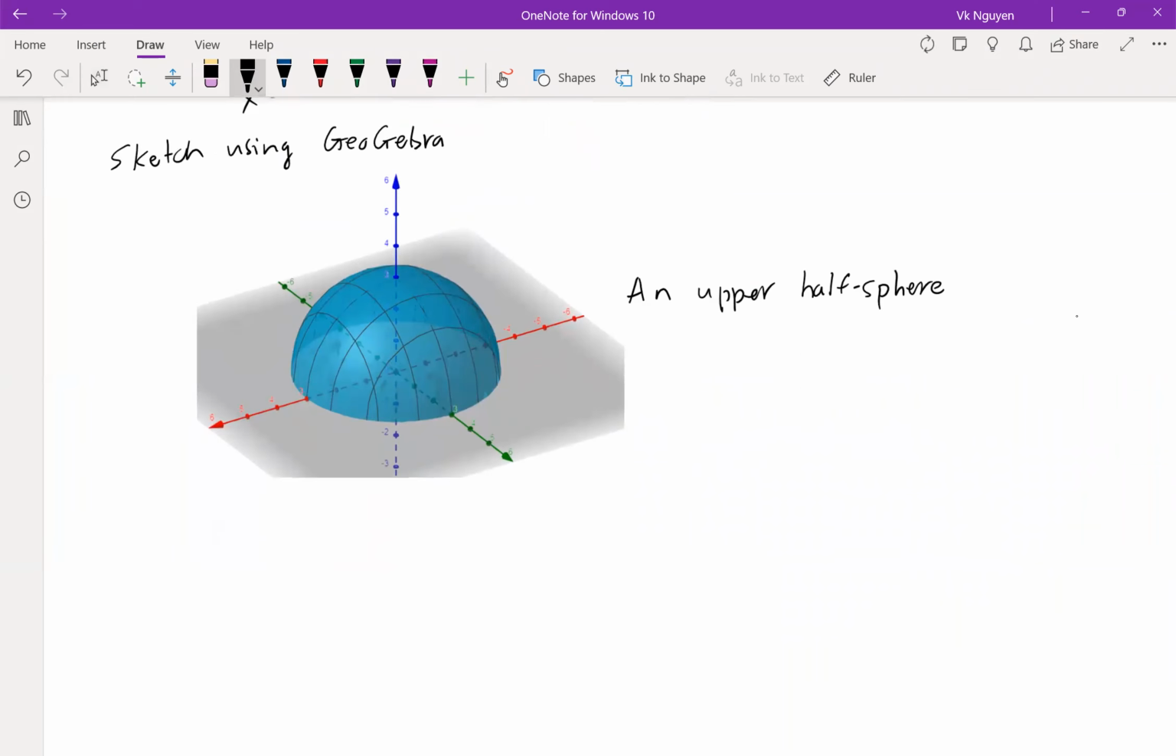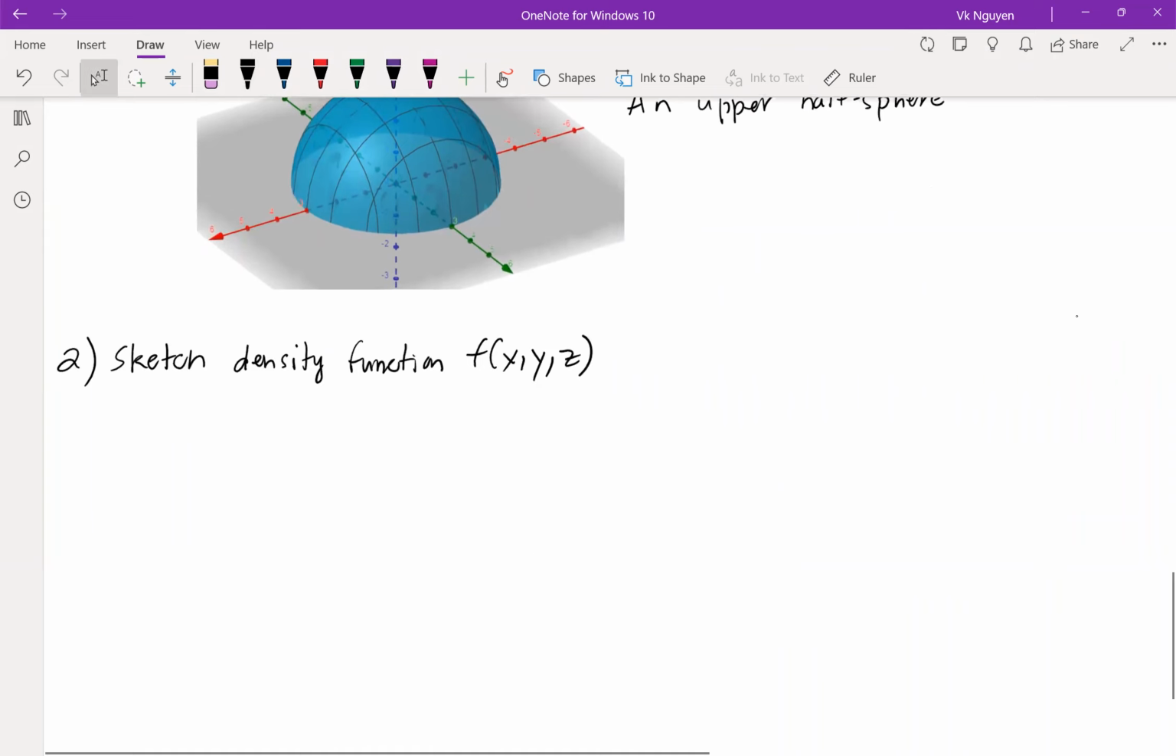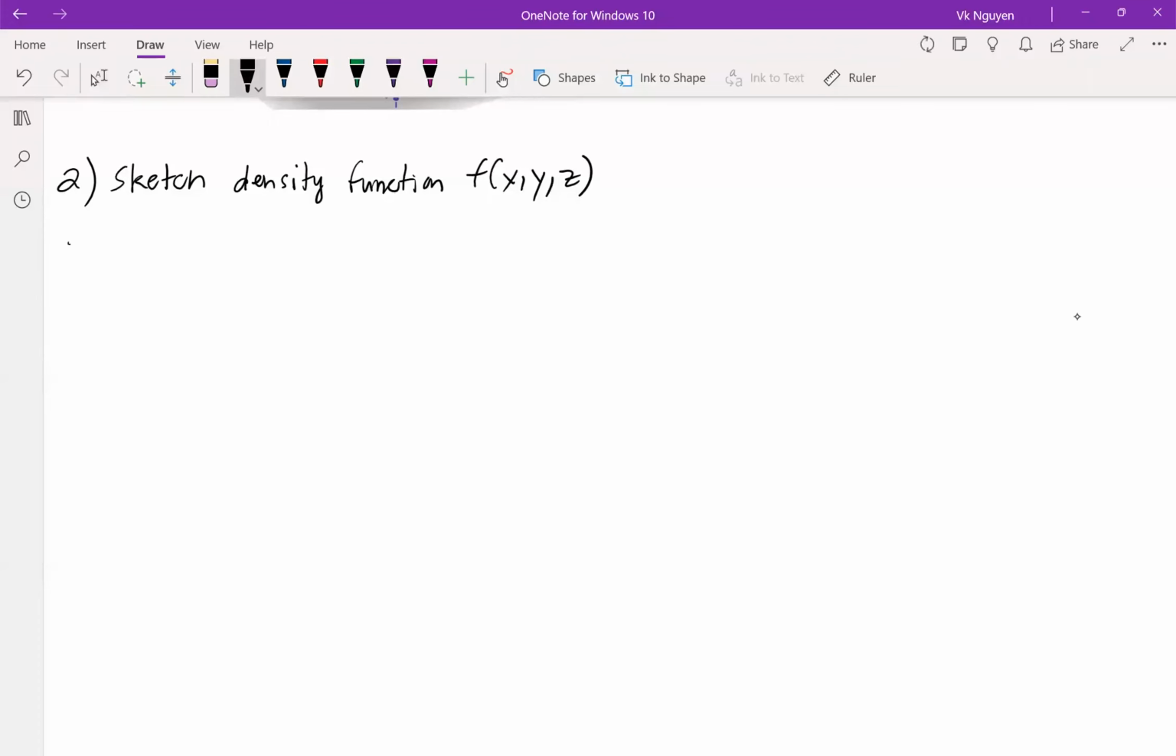Yeah. Last part, to sketch a density function, f(x,y,z). Okay, let's do one. Sketch f(x,y,z) equals 4x squared plus 9y squared minus z squared. In order to do this, I'm going to be using level curves, because we know level curves.